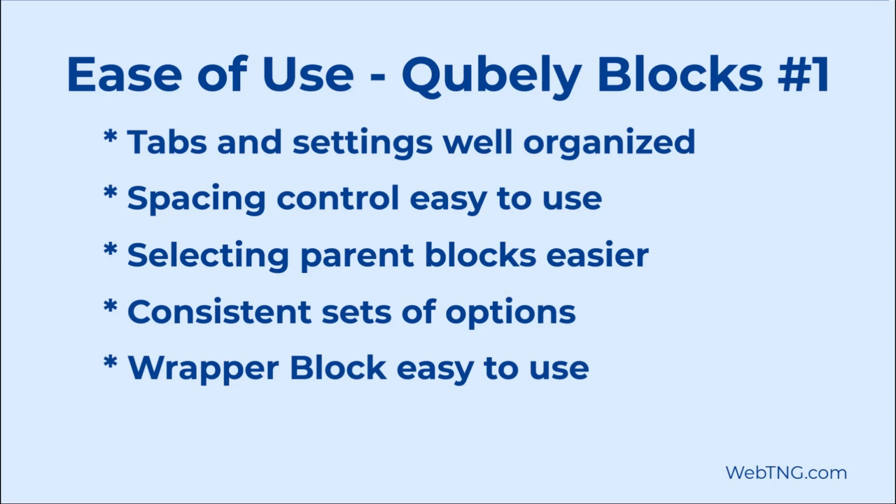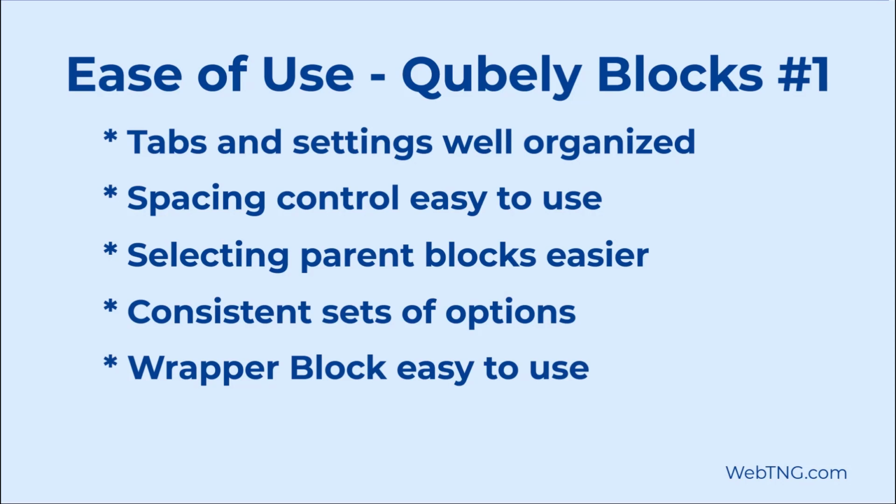Qubely showed visually the row spacing on the screen, and the spacing control on the button bar was a little bit simpler than some of the margin and padding controls, but it was also very easy to use. And it could be just my impression, but it seemed that when you were trying to select the parent block in some of these containers, the Qubely parent block was easier to select. For some of the others, I had to go up to the block navigation area in order to find the block that I was trying to get to.